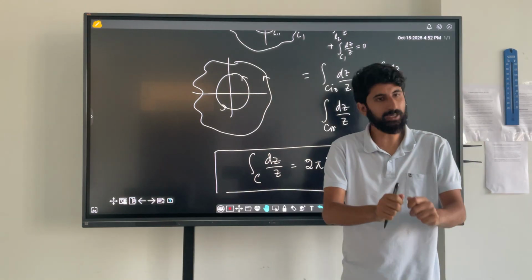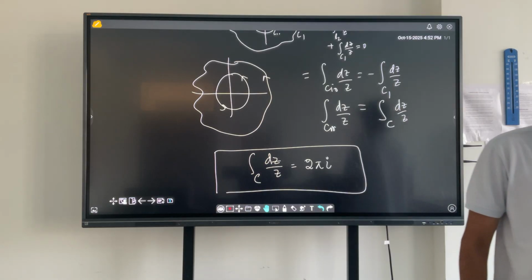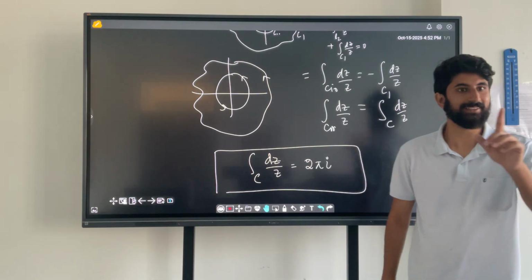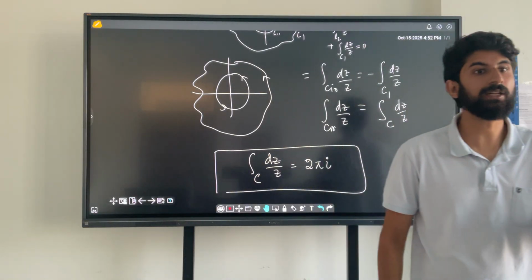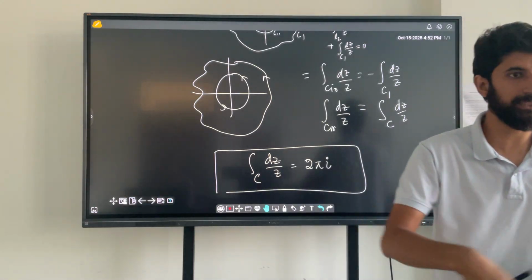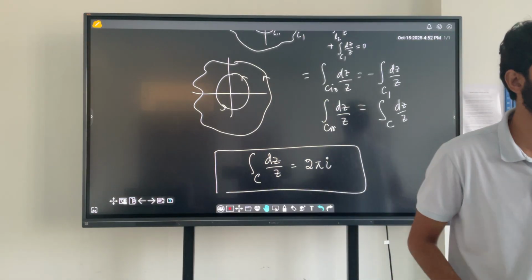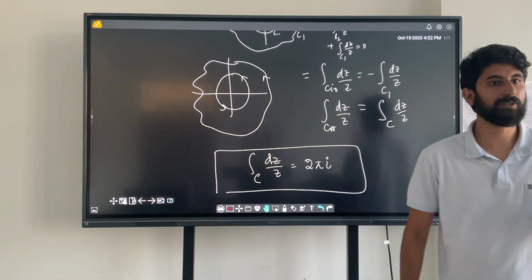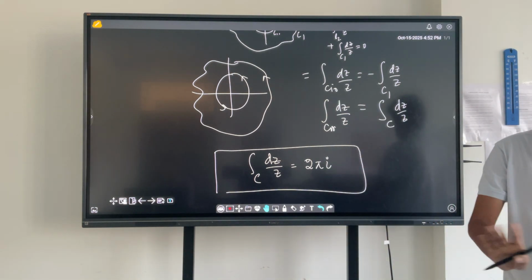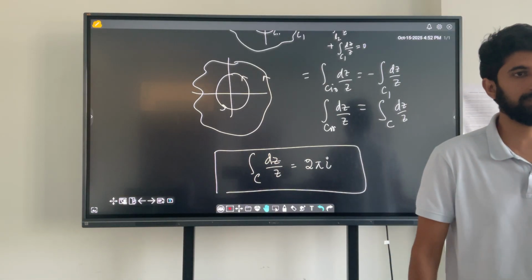So you are allowed to deform the curve on which you are integrating, the closed curve, as you wish. But you are not allowed to move a non-analytic point across the curve. If it was inside, you have to keep it inside. If you take it outside, then the value of the integral will change.